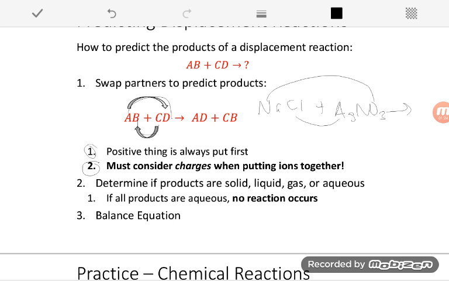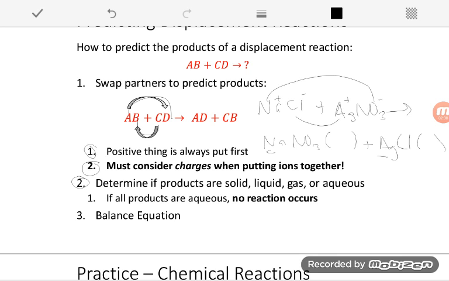Now this one's easy because sodium's +1, chlorine's -1, silver's +1, nitrate's -1, so these are going to pair up nicely, but we'll see when we do another example that that's not always the case. So we predict our products: sodium is +1, nitrate is -1, so they go together, 1 and 1. And then silver is +1, chlorine is -1, so they also go together, 1 to 1. It's not always the case, but we'll do an easy one to start with. So we put the positive ion first every single time and put the outsides and insides together.